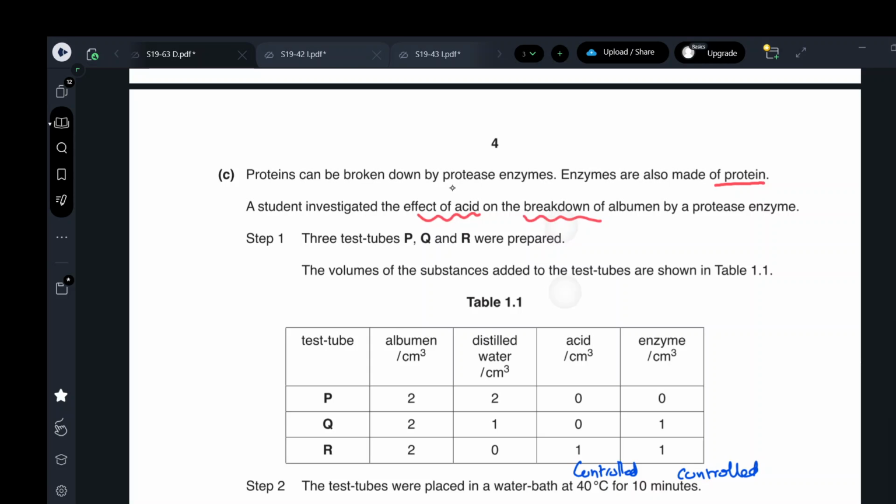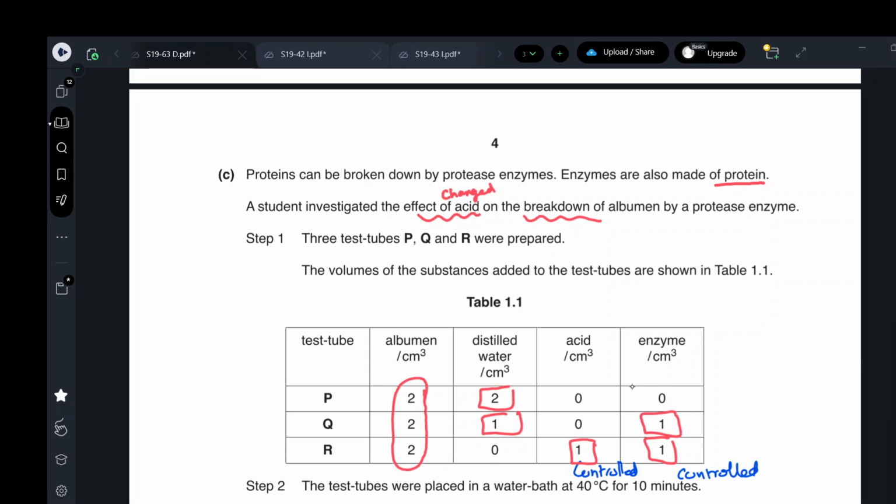So this is the changed variable. I want to see how the protein breaks down by this enzyme, and whether it is affected by acid or not. So I got 3 test tubes. All of them had the substrate. Here I put water only. Here I put water and enzyme, and here I put acid and enzyme.